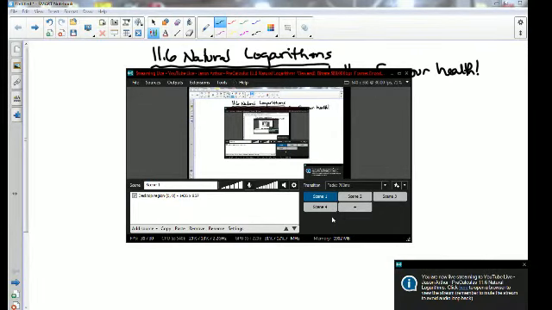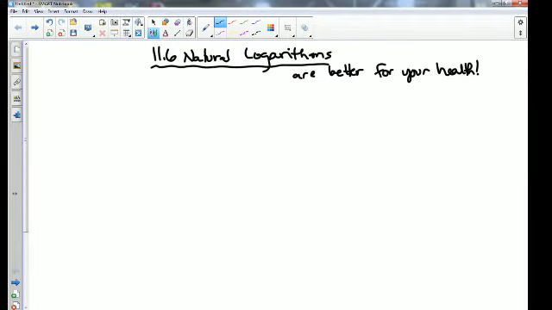Natural logs are better for your health. How about that? Okay.